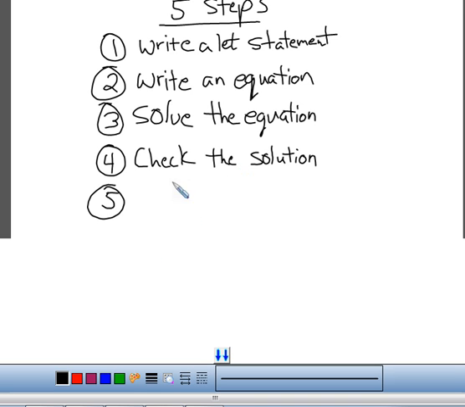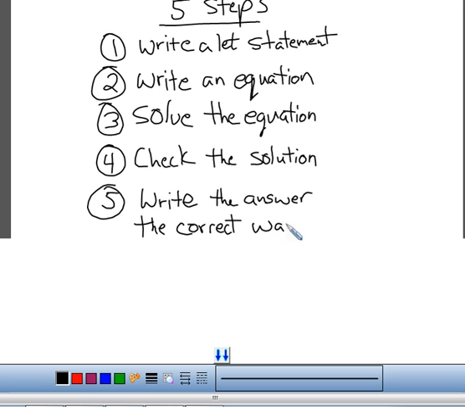And then, of course, the last step, which is usually the check, but in this case it's not, we're going to write the answer, write your answer the correct way. And what I mean by that is, sometimes you have a question that you're answering. If you're answering a question, then you need a complete sentence. And then sometimes there may be 2 or more things that you're being asked to find. So you need to write out all the things that you're trying to find.